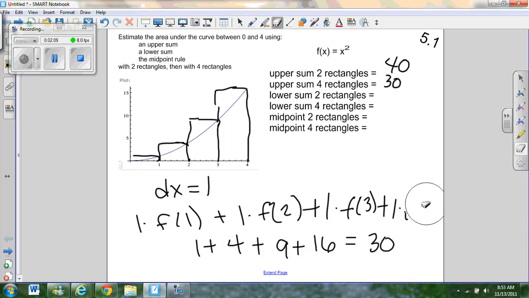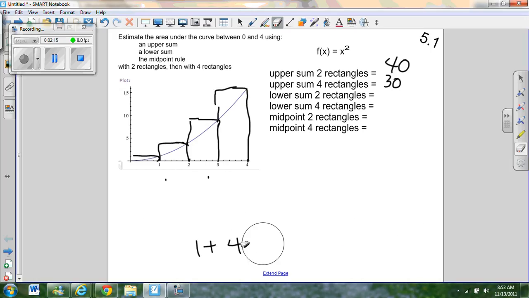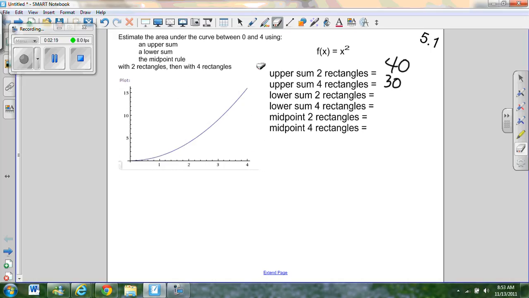So now let's try and do a lower sum. A lower sum with 2 rectangles. We're going to split this up into our 2 rectangles. And because it's a lower sum, we're going to be using the cutoff on the left of our interval since our function is increasing.